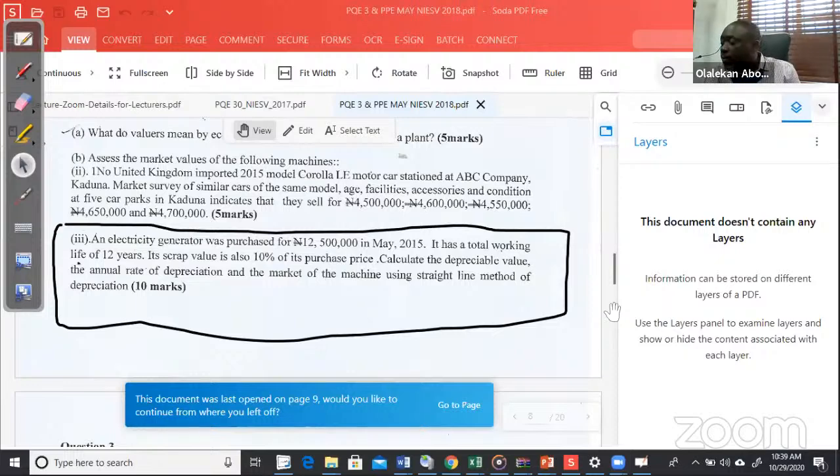Depreciable sum. Multiply this out for me. What do you have? So I want to see market value. Market value, 933,750.